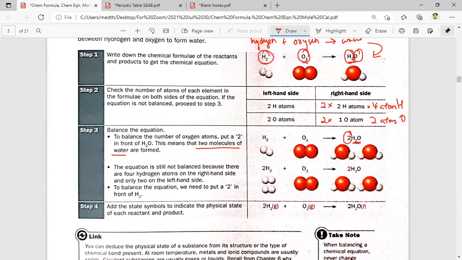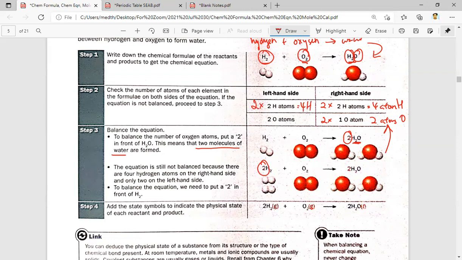After I put a big 2 in front, it has become like this now. Oxygen is balanced, but hydrogen is unbalanced already. Hydrogen cannot balance when I put a 2 like this. So once I put a 2 in front, I realize hydrogen is not balanced anymore, and I need to balance this one over here. In the next step, they put a 2 in front of the hydrogen, which is 2 times 2 hydrogen atoms. I'll get 4 hydrogen atoms.